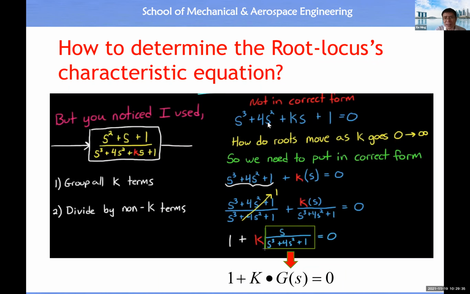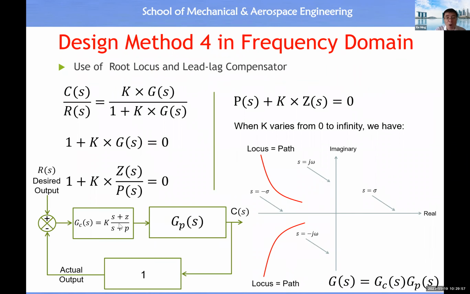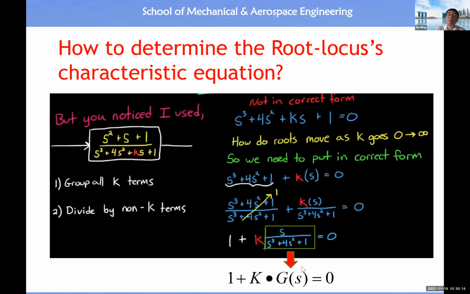So you lump all these coefficients, the terms which do not belong to k, together. Then both sides divide by the sum of all this, then you have 1 plus k times this one. Then you name this one as a new open loop transfer function, because here we call this one an open loop transfer function. So this one is equal to the controller's transfer function times the transfer function of the system under control. So this is the open loop transfer function. Then you have this equivalent open loop transfer function.